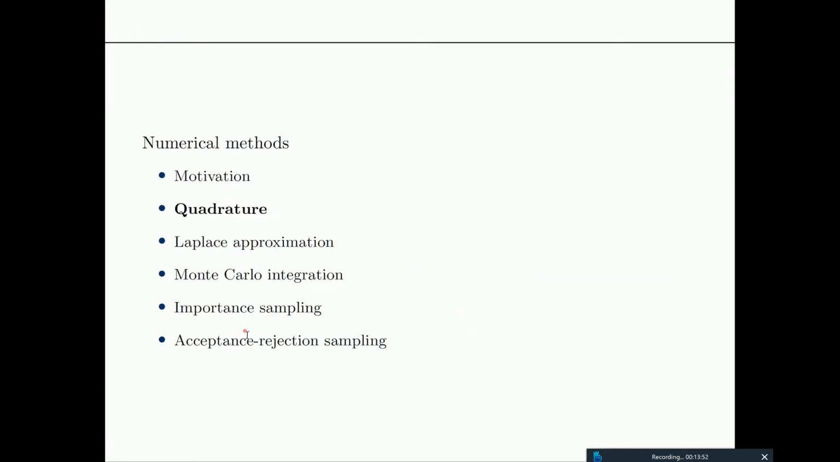Good. So that's the background motivation, and now we want to go over different ways to do numerical integration. But before, are there any questions based on this motivation and basic inference? No. Good. Then let's start with quadrature.